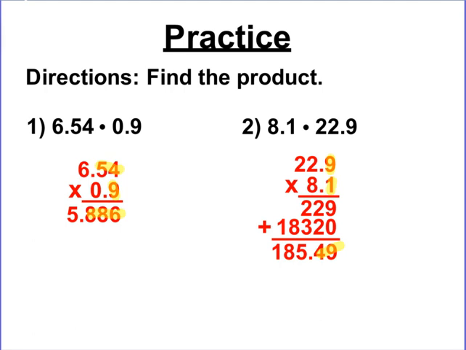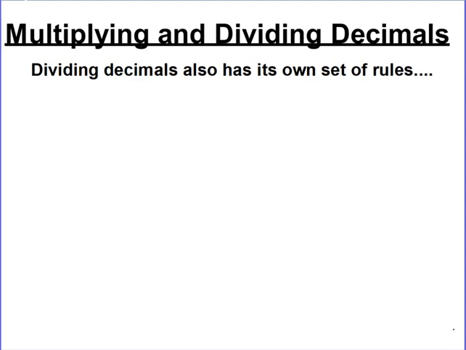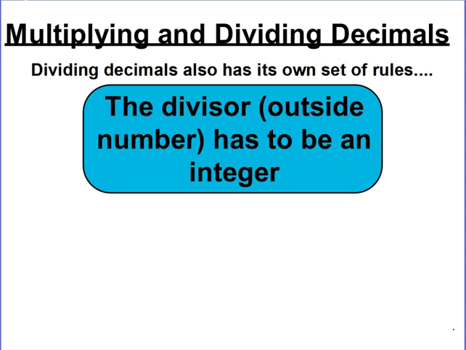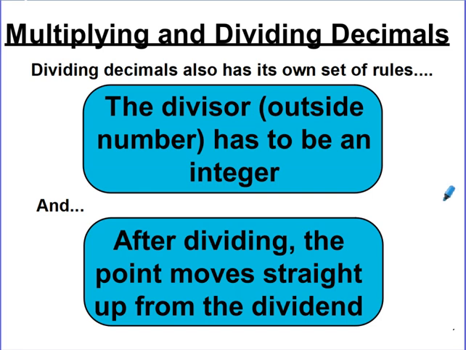Okay, let's move on. So now, dividing decimals. Dividing decimals has its own set of rules also. And here is the first important rule. The divisor, which is outside of the division box, cannot have a decimal point. It has to be an integer. So we have to modify our problem slightly to make that number a whole number, or an integer, without a decimal point.